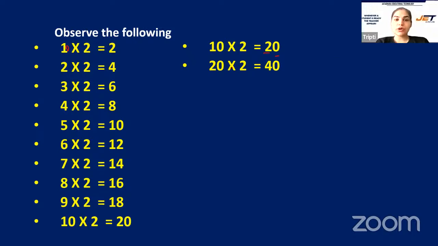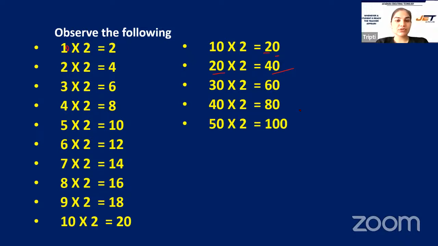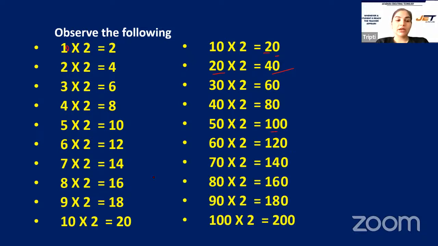20 times 2. There is a 0 there, so I'll put that 0 over here. 20 times 2 is what? 40. 30 times 2. 3 times 2 is 6, 0 here, 60. 40 times 2, 4 2s are 8, 80. 50 times 2, 2 5s are 10. So I've written that 10 only, but there is an extra 0. Same thing will happen.